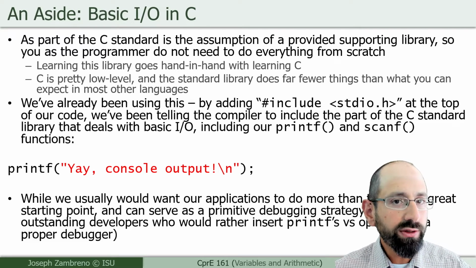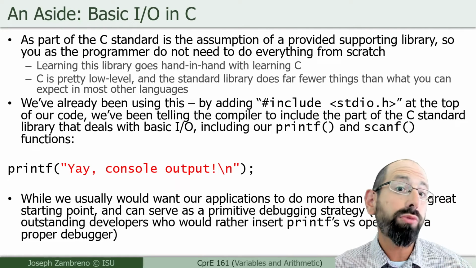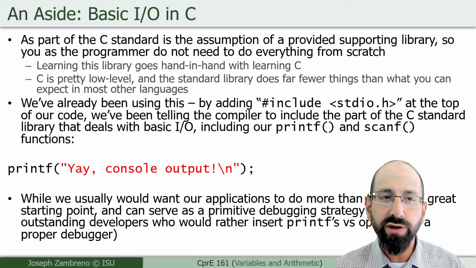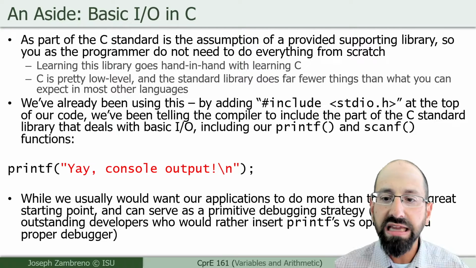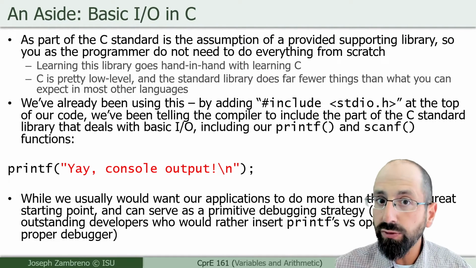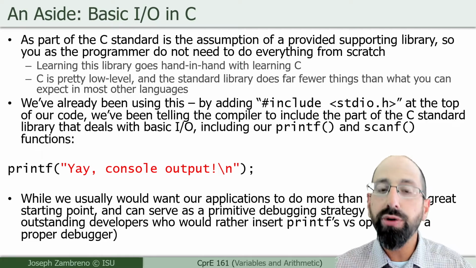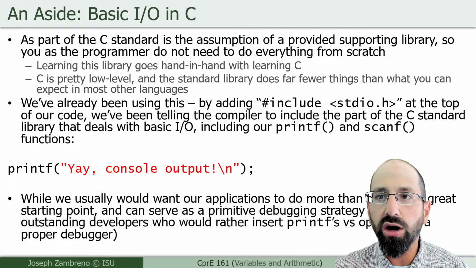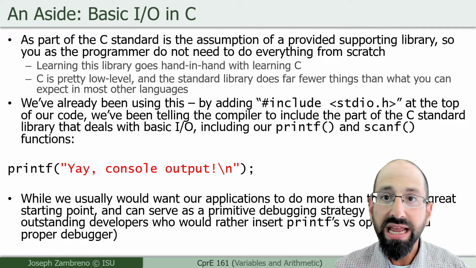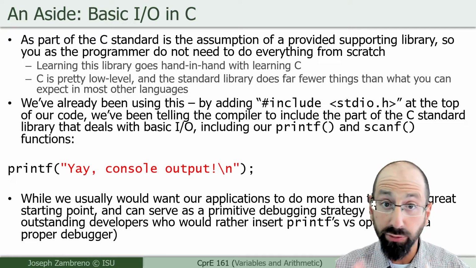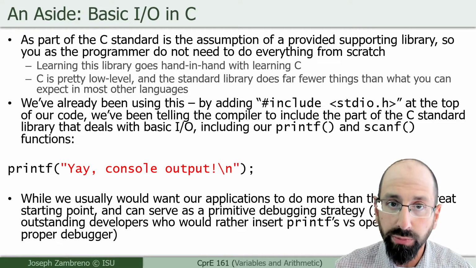C is pretty low level, as we've seen already, compared to some other programming languages. So the standard library maybe does fewer things than what you can expect in most other languages. But at least for now, it's a good way for us to get started with reading values into our variables and outputting the result of those variables using a couple of the functions that are in our standard IO library. We've seen that #include <stdio.h> in the beginning of our programs, and it'll be in the beginning of essentially all of our programs.